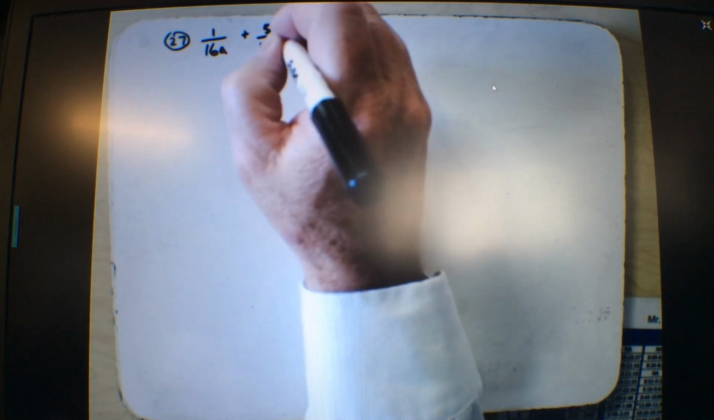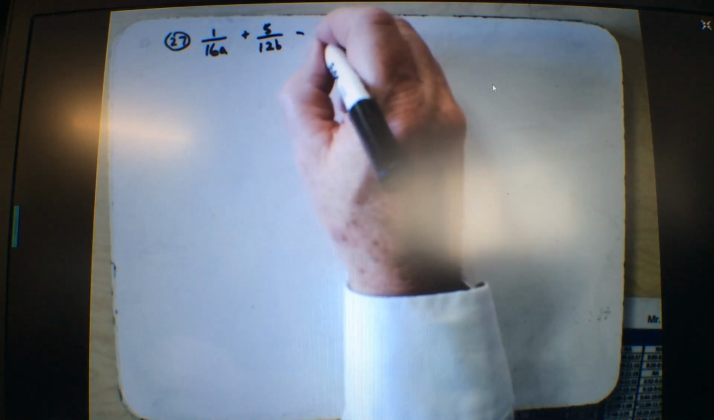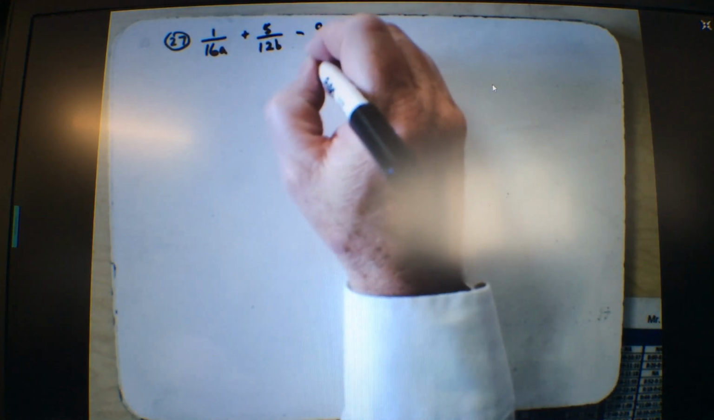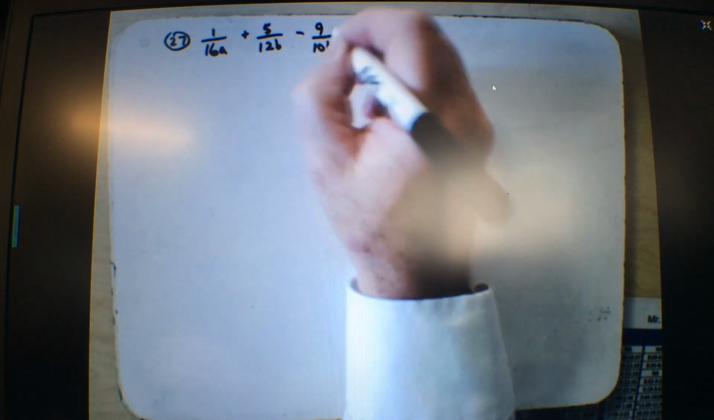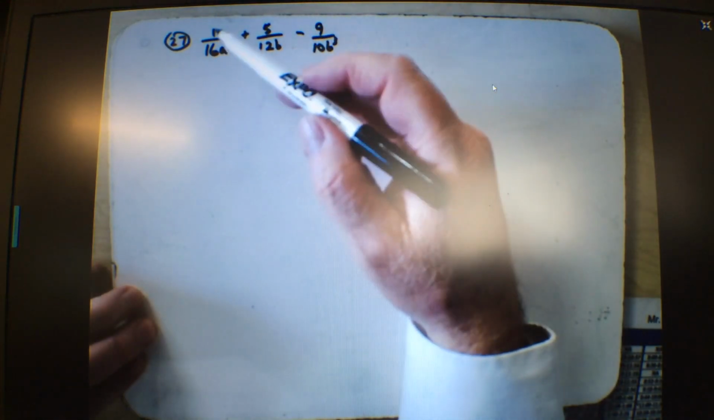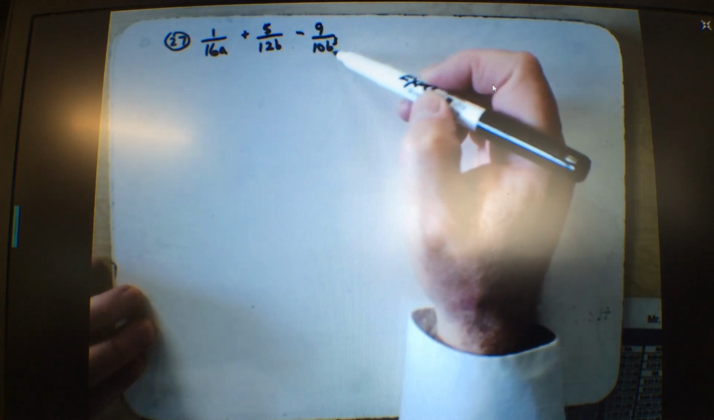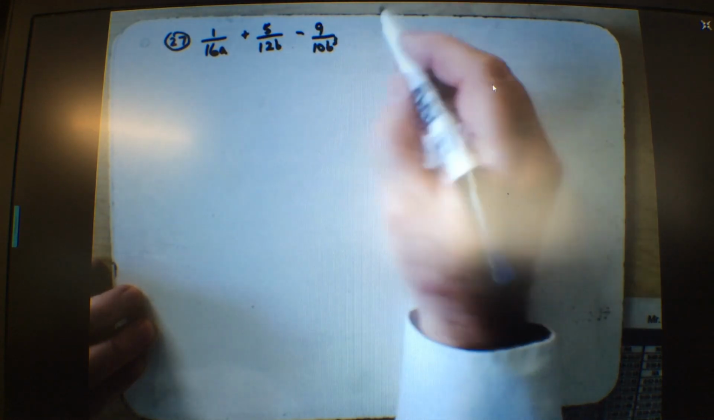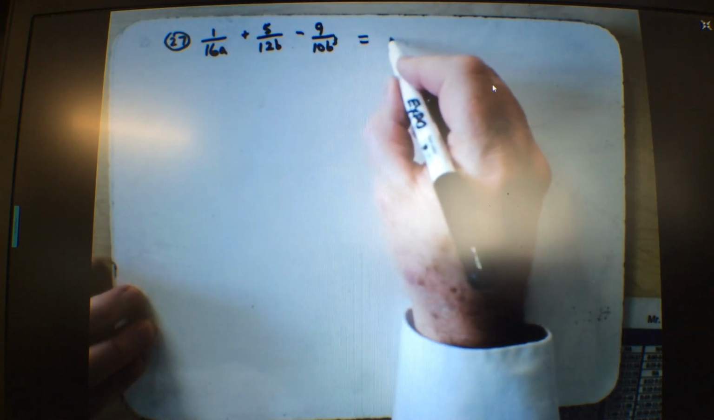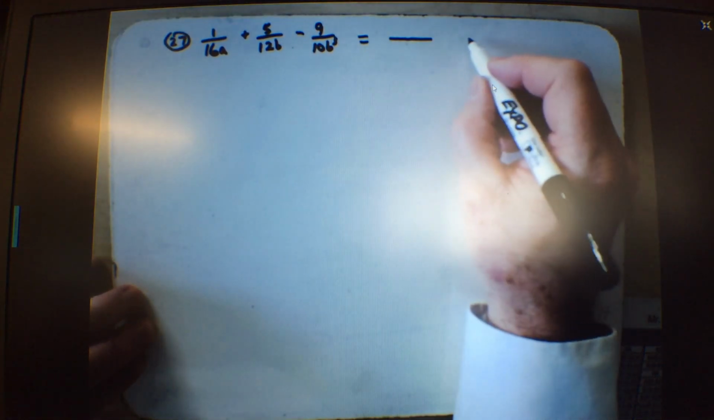This is number 27. Yep. All right, let me see if I can read it. 1 over 16a plus 5 over 12b minus 9 over 10 to the b to the third, right? Okay, so we have 3 fractions.